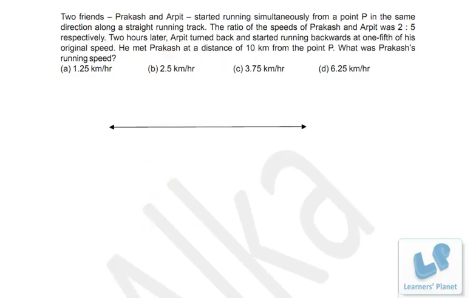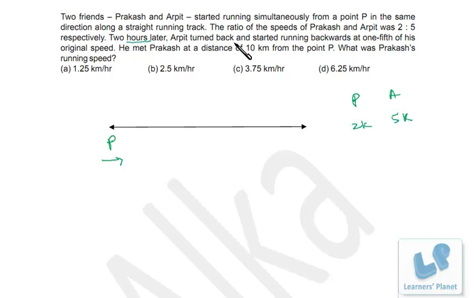Now friends, I have this problem from time, speed and distance. Two friends Prakash and Arpit started simultaneously from a point P in the same direction along a straight running track. The ratio of speeds of Prakash and Arpit is 2:5. So Prakash and Arpit are 2k and 5k.